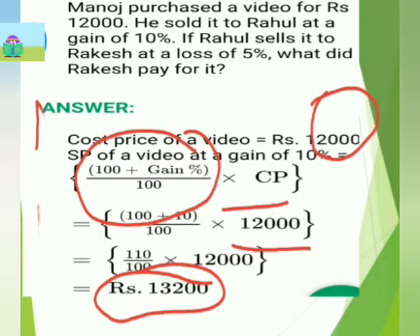Now Rahul has to sell this to Rakesh and he sells it at a loss of 5%. So now you have to calculate the selling price of the given video at a loss of 5%. Now for the second case of the question, the CP of the video will be 13,200. This will be the new CP, because Rahul is the shopkeeper here now, and Rahul is going to sell it to Rakesh. So how much money was spent by Rahul, that will be the CP of this video now, and how much money will be paid by Rakesh, that will be the selling price of the video.